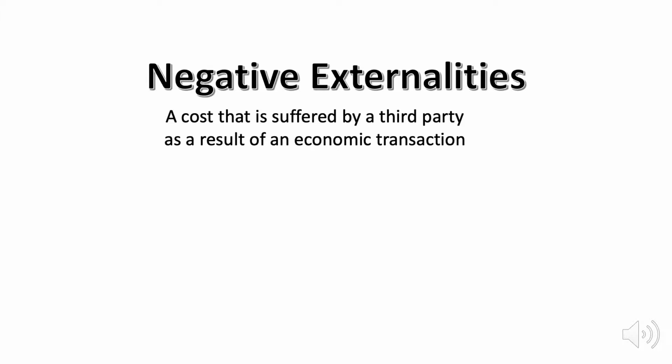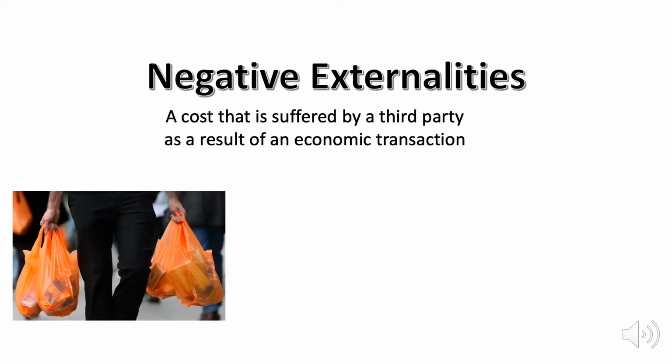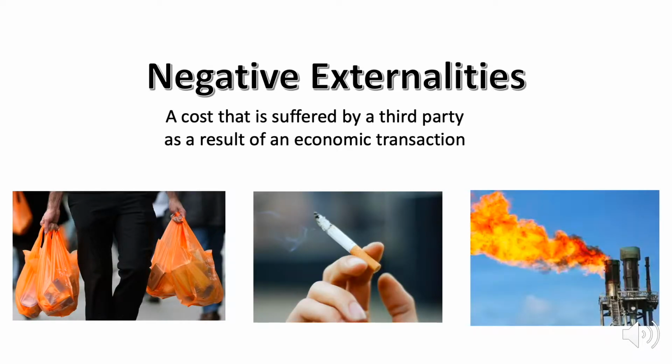Today we're going to talk about negative externalities and the effects that they have on society. A negative externality is a cost that is suffered by a third party as a result of an economic transaction. The three examples we're going to talk about today are plastic bags, cigarettes, and natural gas.